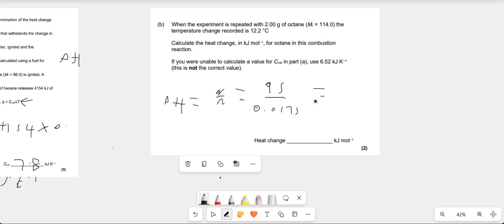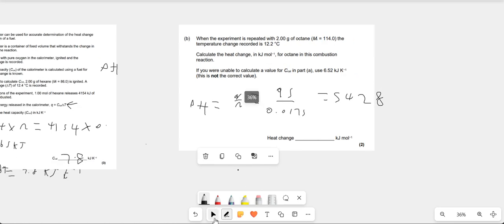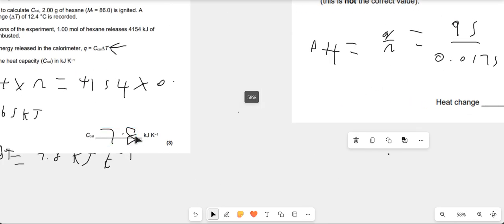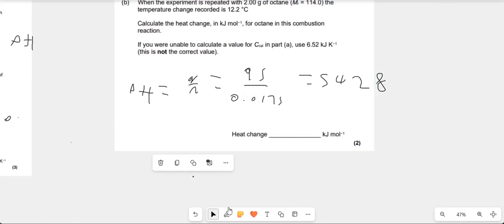54,000, 54,028. I think you can use the actual value here. This was not 7.8, it was 7.79. So that's why there might be a little discrepancy when you calculate, but it's minor. So that's the final answer. All right, cool.